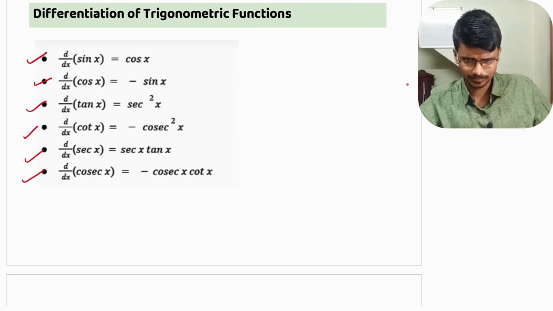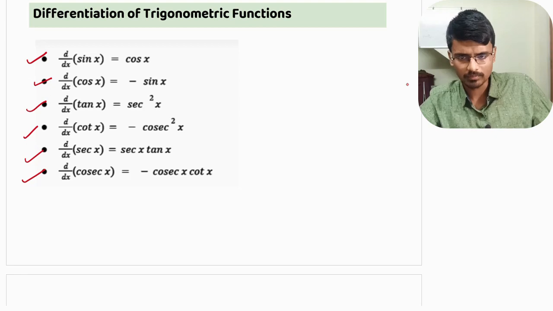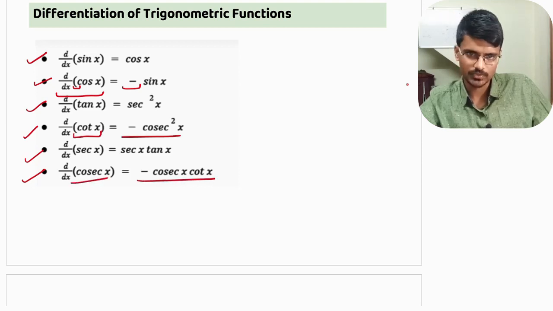So here one thing to remember is whenever you're differentiating and the first letter is C, then it will be minus. So you can observe here cot x, it is a minus. For cosec x, it is minus. Okay, so that is one tip that you can use.